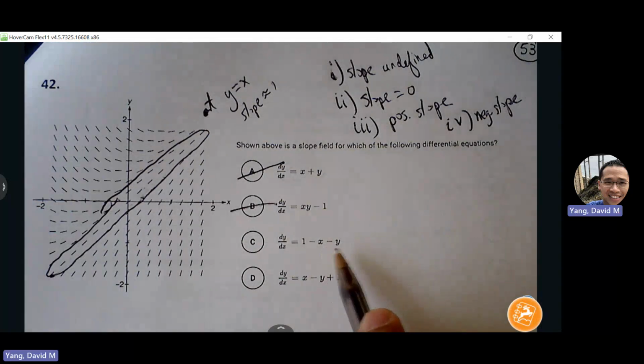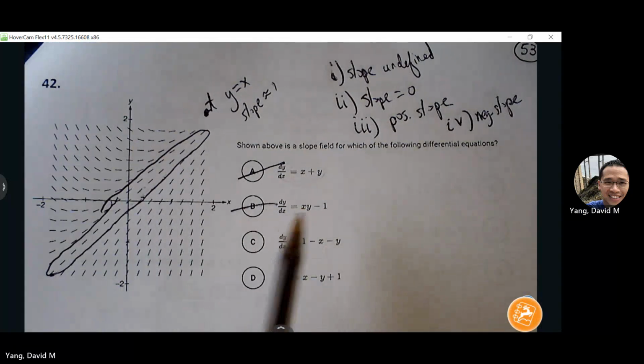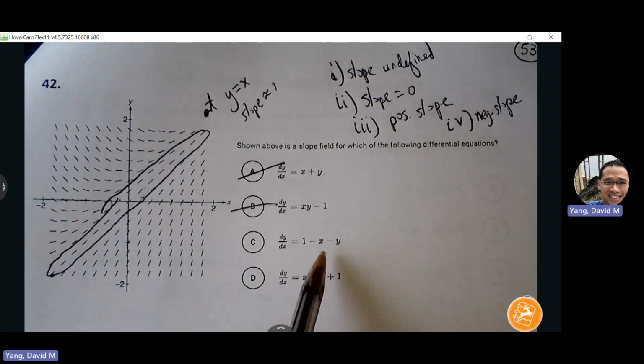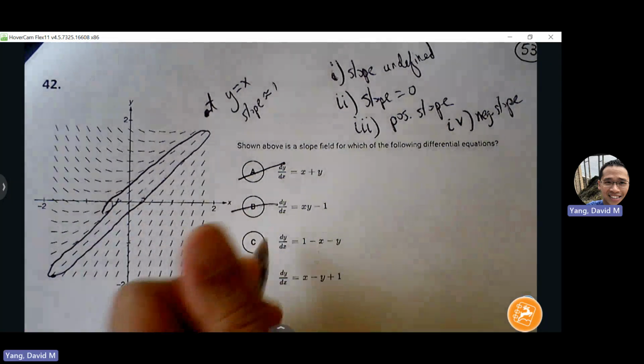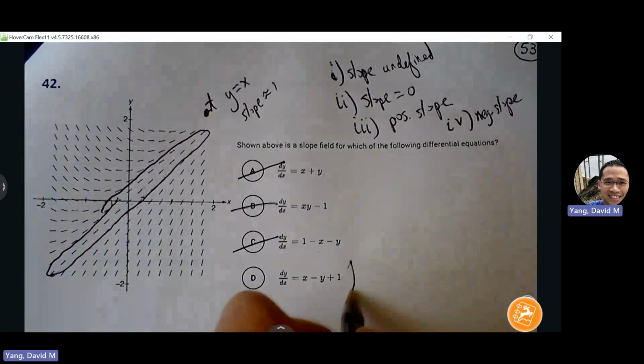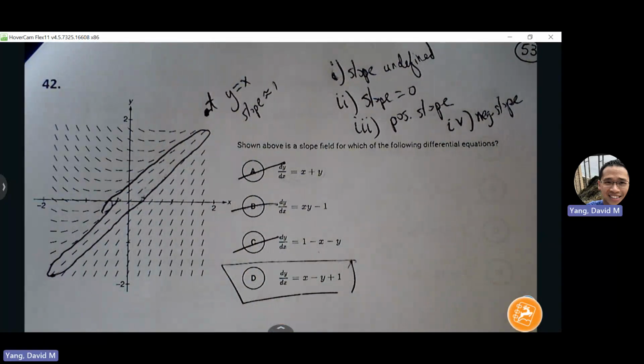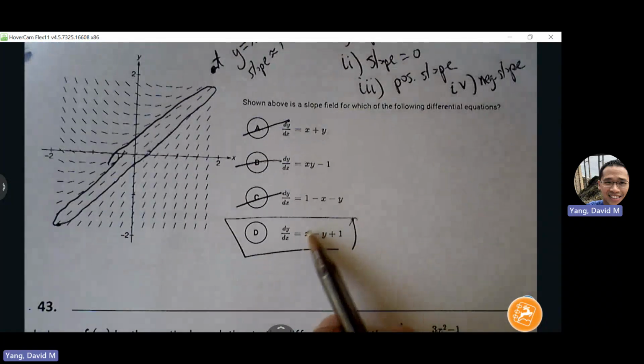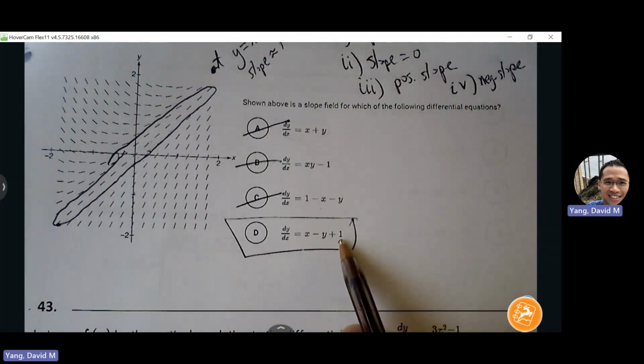1 minus x minus y. So if I plug in 1, 1 here, I'll get minus 1. So that's a negative slope. I don't see any negative slopes here. So just by looking at 1, 1, I'm able to see my choice here. If I have 1, 1 or 2, 2 or 3, 3 or 4, 4, all my x's and y's cancel out. I'm always just left with 1.